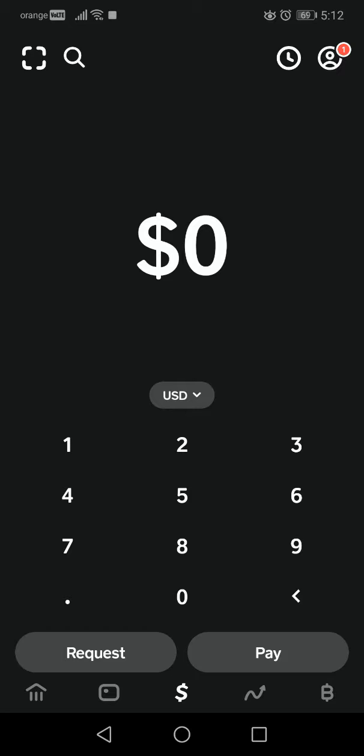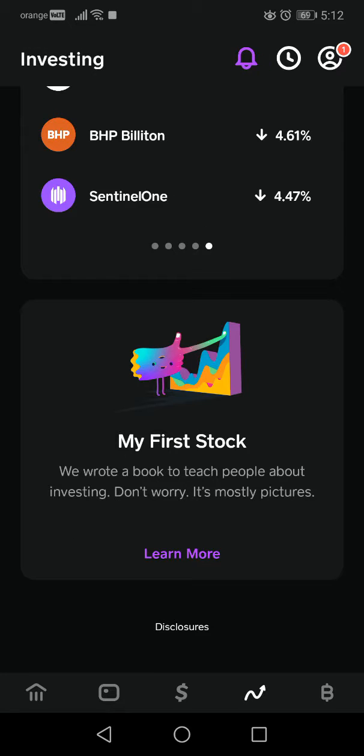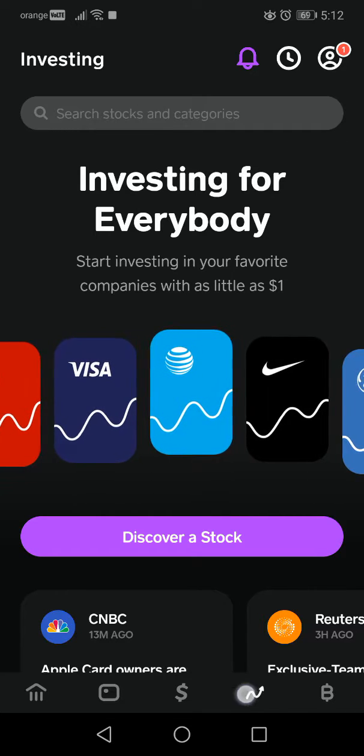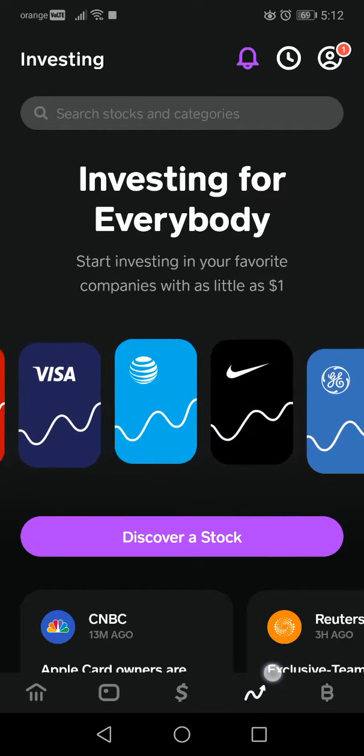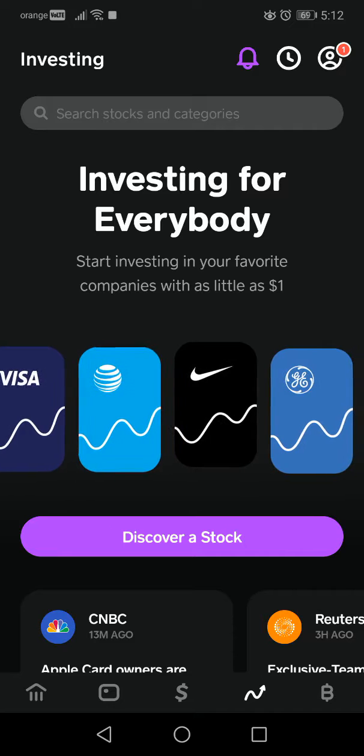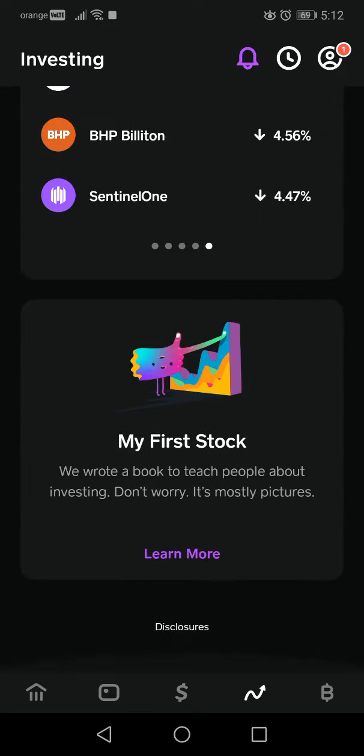So let's jump into it. First of all, you want to open the Cash App, and in the main menu you will have to go to the stock trading section here, which is this little arrow icon. And at the stock trading section, you have to scroll all the way down to the bottom where it says "my first stock. We wrote a book to teach people about investing. Don't worry, it's mostly pictures, so sounds fun."